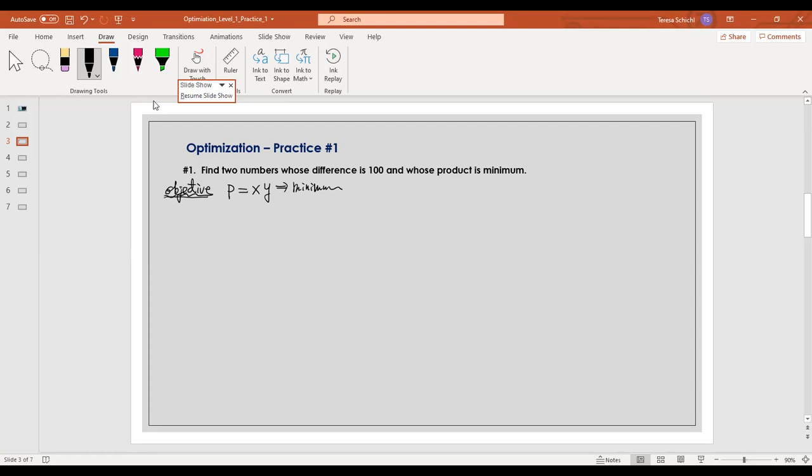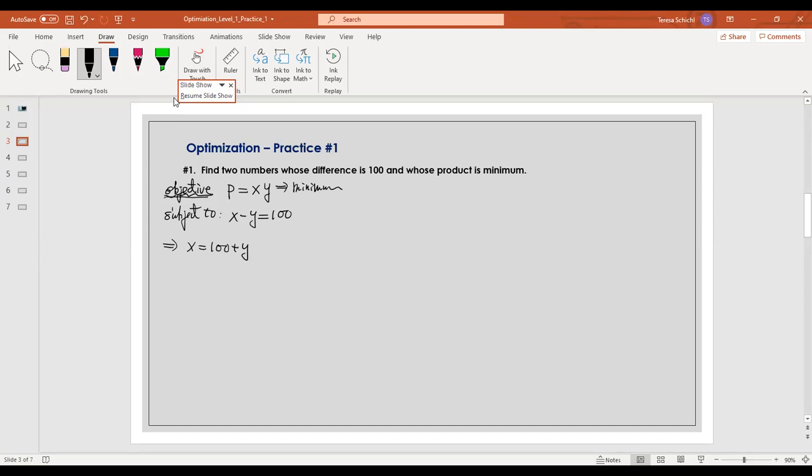Then we take a look at what the conditions are. We have certain conditions, so this one is subject to: x minus y, the difference, is 100. This is the condition the problem gives us. Remember, the next thing is we're going to replace one of the variables to be a function of the other one. So here I can say x is equal to 100 plus y.